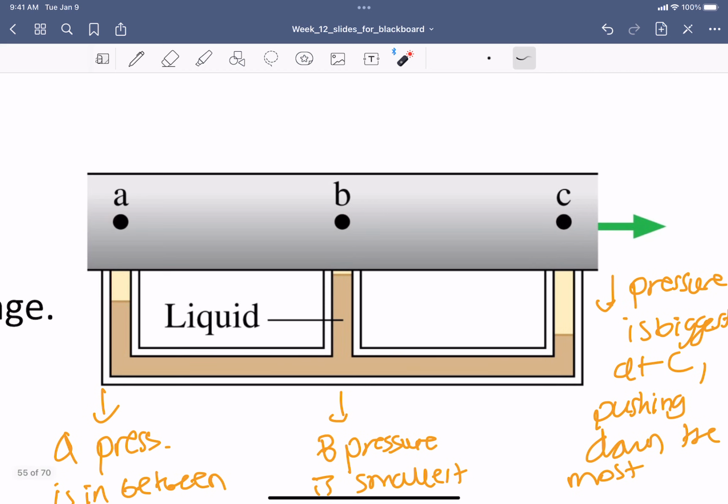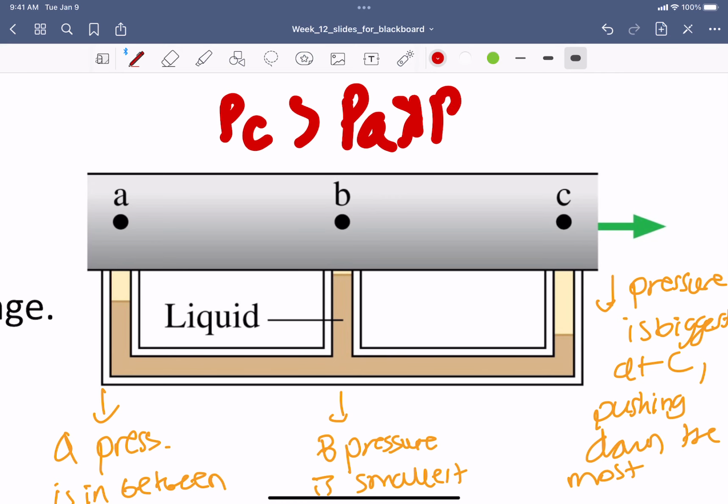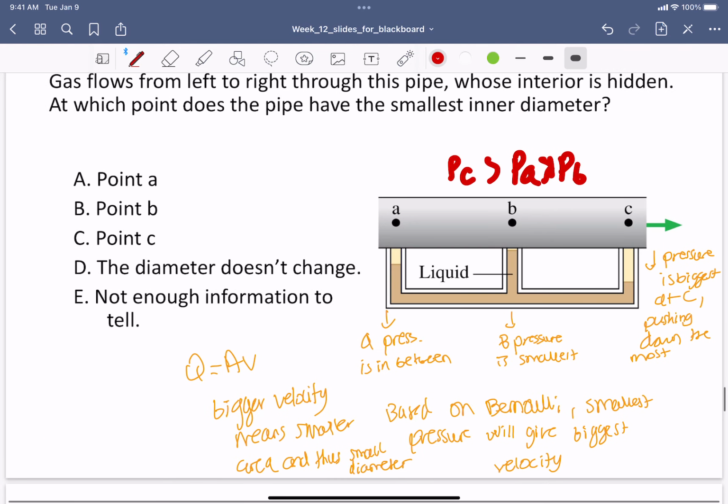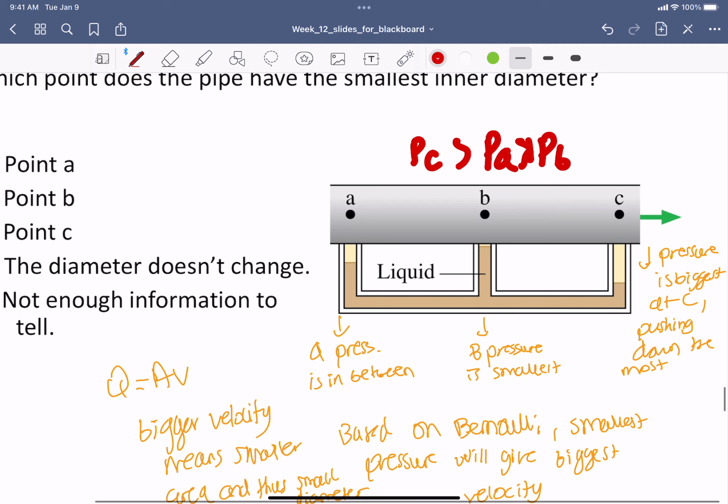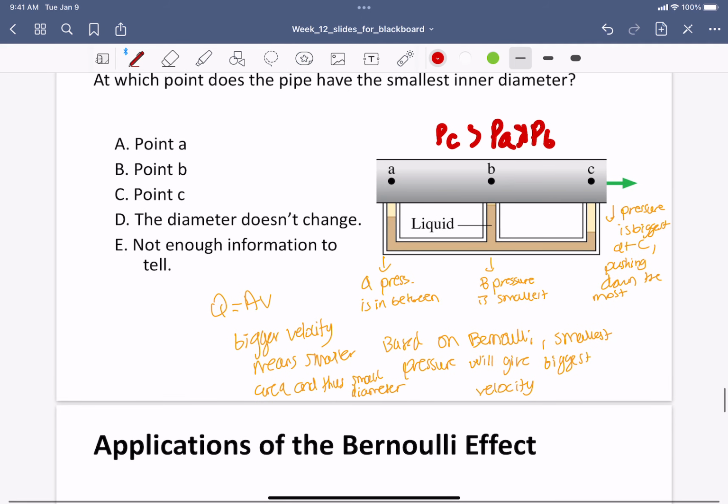And so if we were to order these, we'd say C is greater than A and A is greater than B, right? Because this pushes it down a lot more, this pushes it down a little bit, and this barely pushes it down. So we say PC is greater than PA is greater than PB. Given that, we know that the pressure is greatest at C, it's pushing down the most.